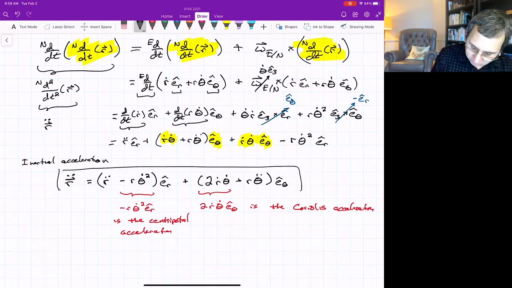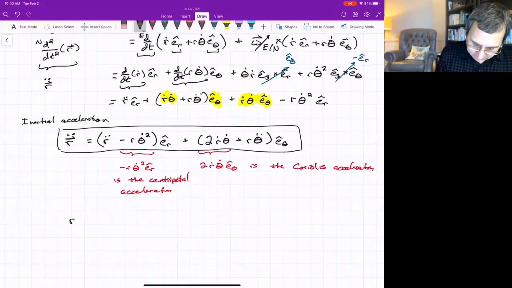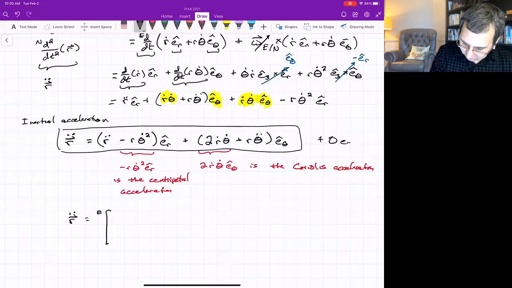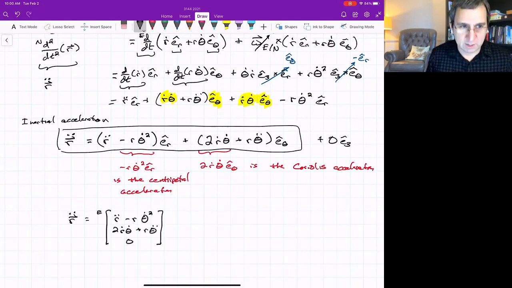And again, we've done something weird. We've expressed the derivative with respect to the N frame, but written it in E frame components. And that's perfectly okay. We could write it, if we wanted to, in the E frame, where there's an implied zero in the E3 direction. So once again: R double dot minus R theta dot squared, two R dot theta dot plus R theta double dot, and then zero. It's just writing it in matrix form, which might be easier sometimes.